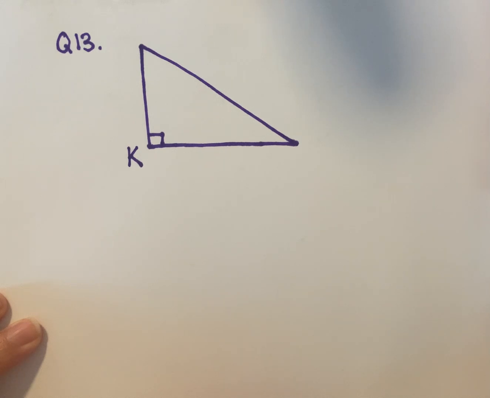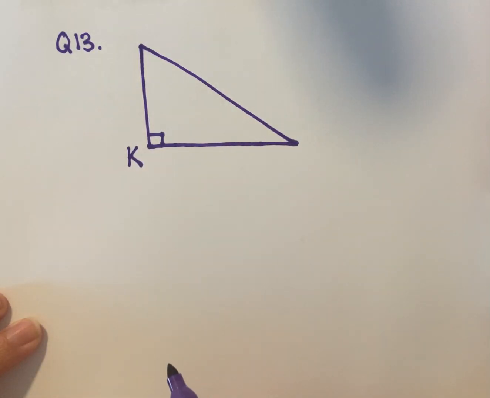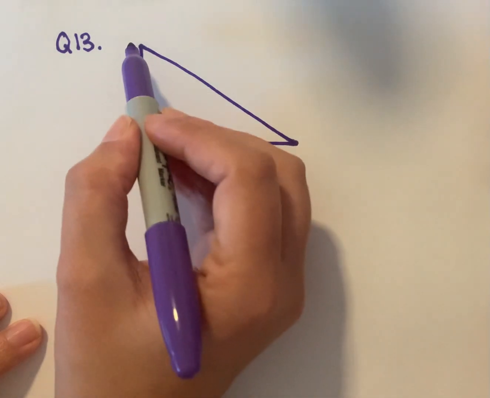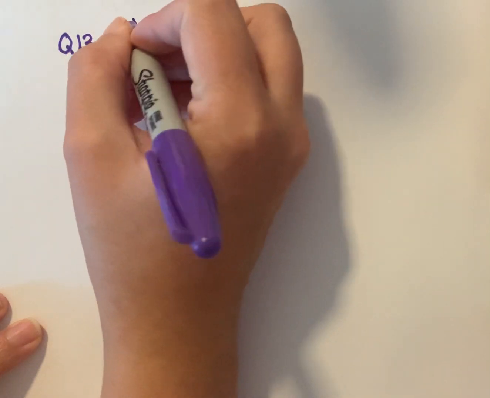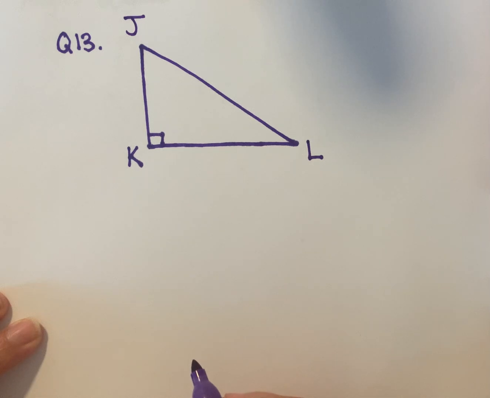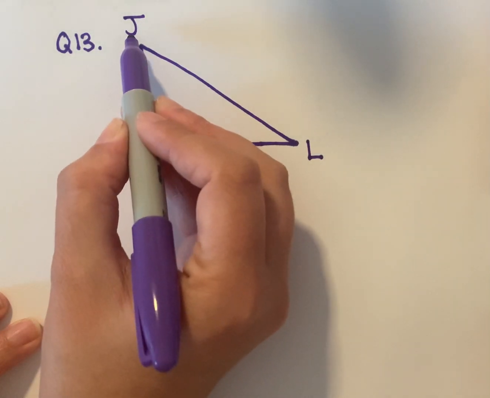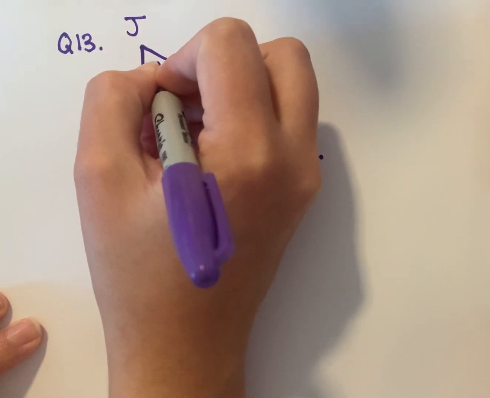And it says that angle J is 49 degrees. It doesn't really matter which vertex we choose to be J, as long as we give the angle its size, 49 degrees. So JKL is the triangle, and J and L, it doesn't matter which one's which. Let's just put J up here and L here. And it says that angle J is 49 degrees. So angle J, that's up here, that's 49 degrees.